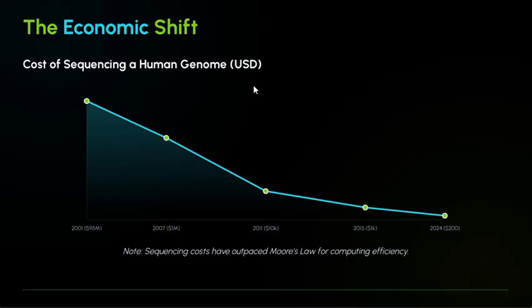There's no way. Oh, it's in US dollars. I thought it was the acronym. But as you can see, in 2001, it used to cost 95 million. Yo, why didn't they just give that to me? But then in the modern age, this is a couple of years out of date. But right now, it's only $200 2 years ago. It's crazy. And sequencing cost has outpaced Moore's law for computing efficiency.